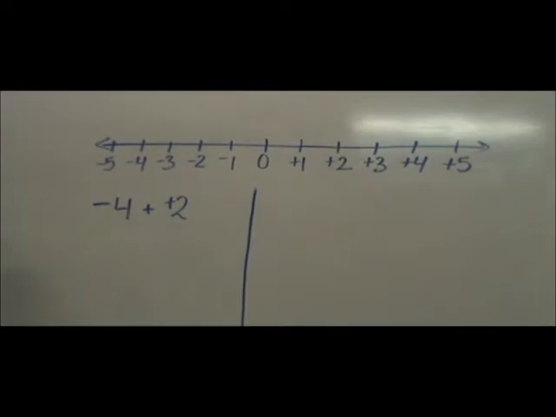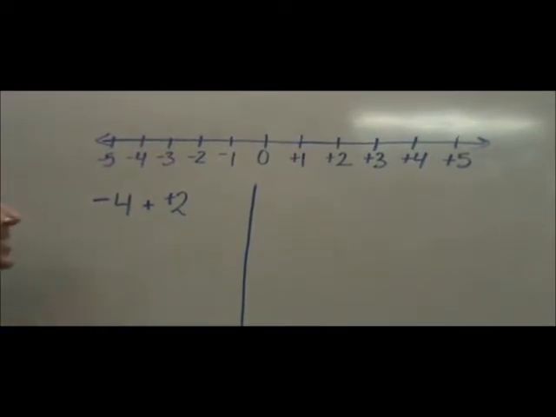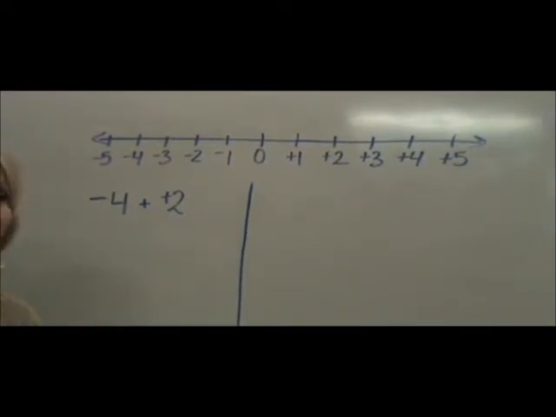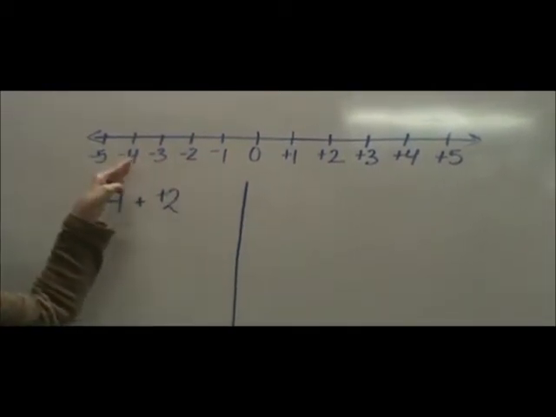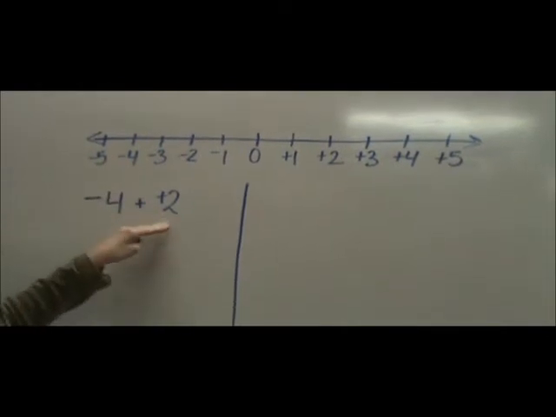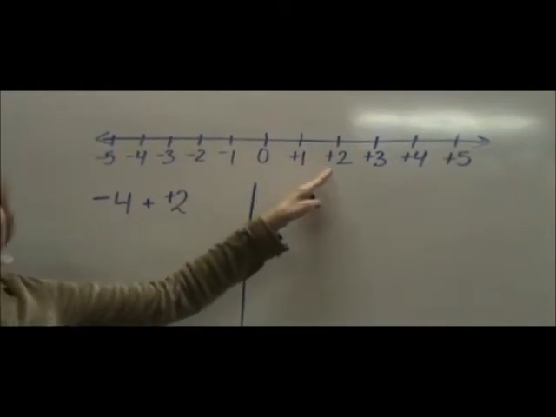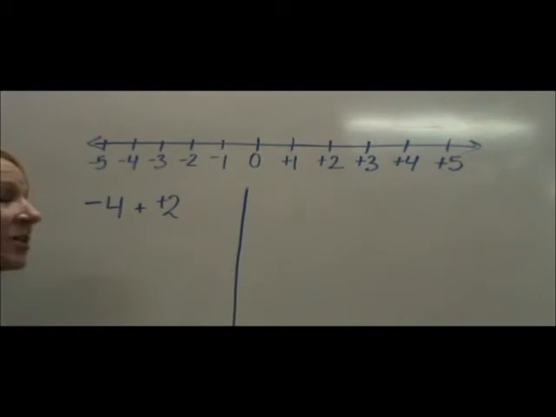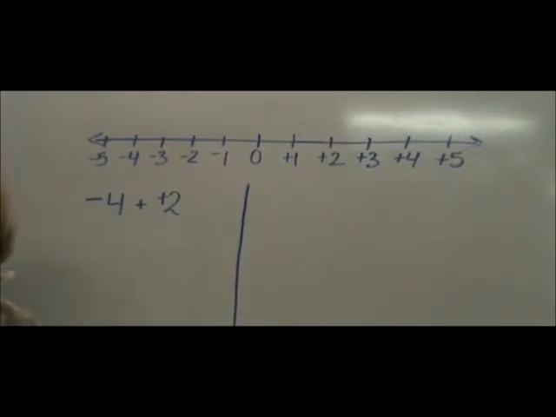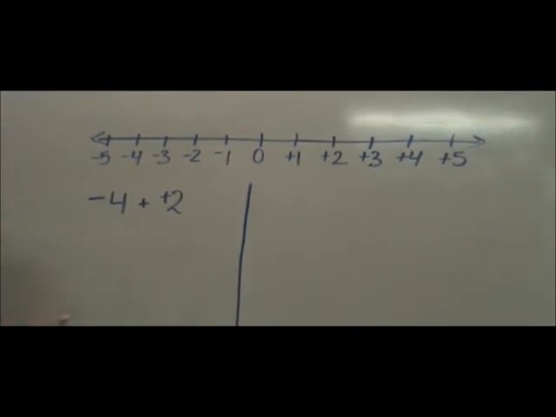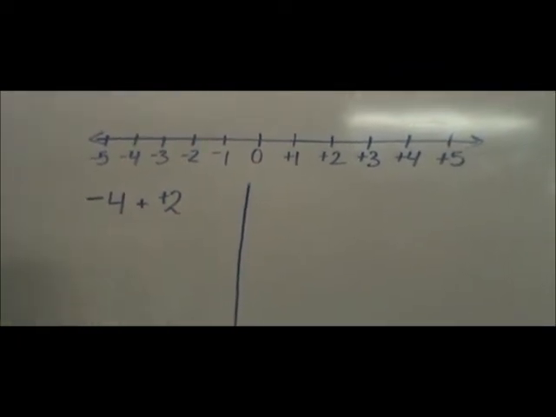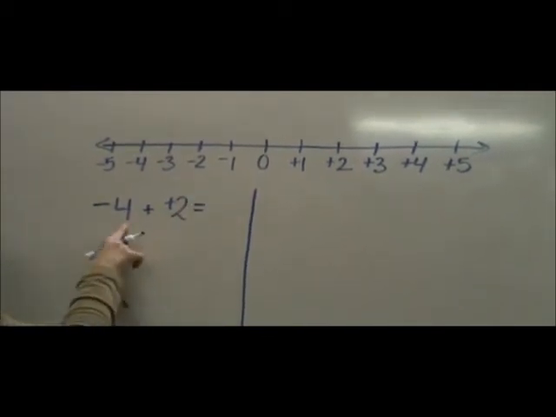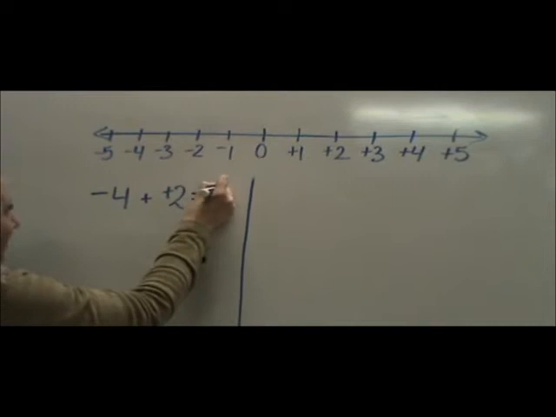What you have to determine first is which addend has the greater absolute value, which is farther away from 0. -4 is 4 spaces away from 0 in the negative direction, while +2 is only 2 spaces away from 0 in the positive direction. So the number with the greater absolute value is actually -4. Whichever number has the greater absolute value, that's the sign that your answer will have. So our answer here will be negative.